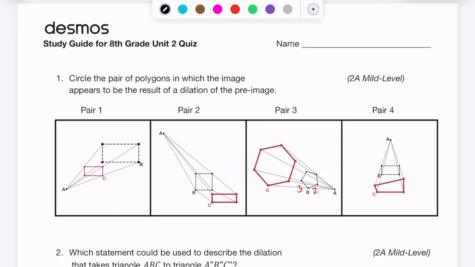Welcome everyone to the study guide review video for the 8th grade Unit 2 quiz. We're going to go over every question on the quiz on the study guide, and there'll be a similar question on the quiz for each question we go over here.